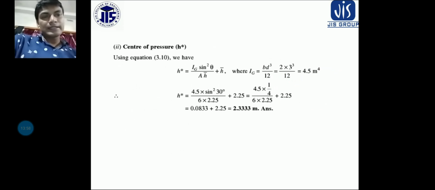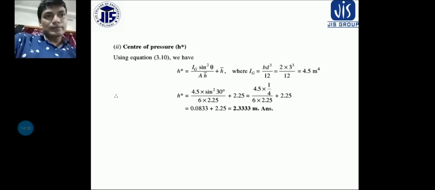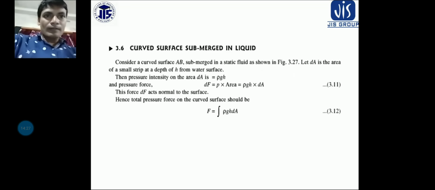So center of pressure h star is equal to Ig sin square theta by A h bar plus h bar, where Ig is equal to BD cube by 12. So B is equal to 2, D is equal to 3. So ultimately BD cube by 12 it is 4.5, and h star is equal to, after putting all the values, 2.233 is the correct answer. So this is the correct answer.